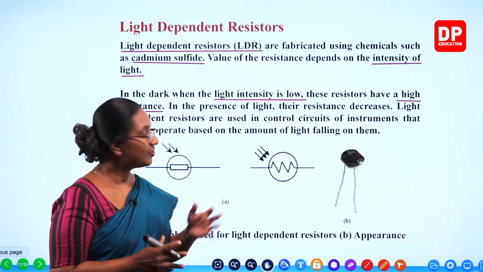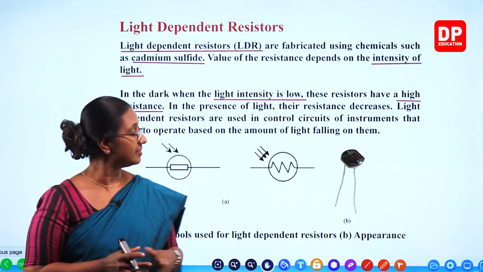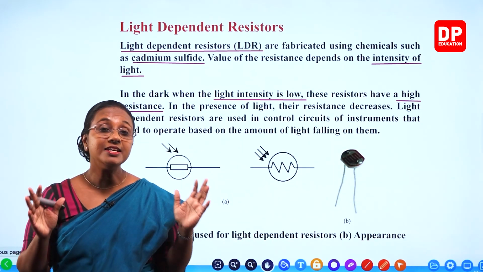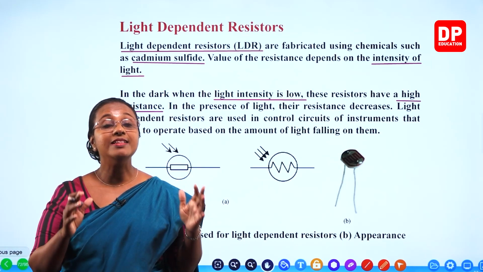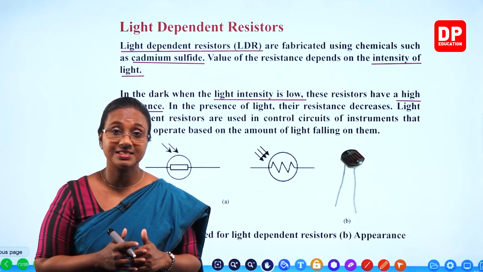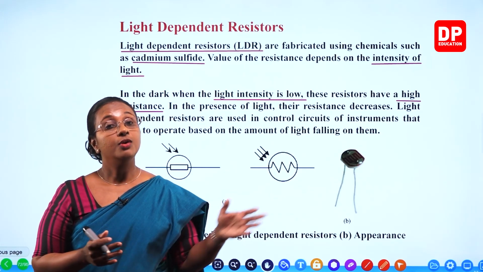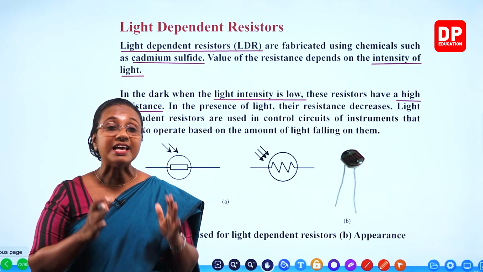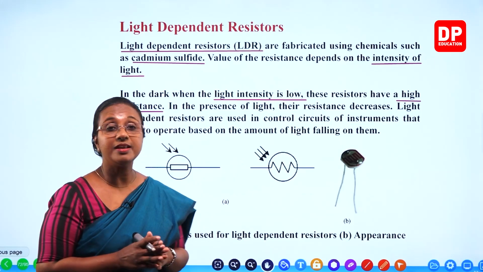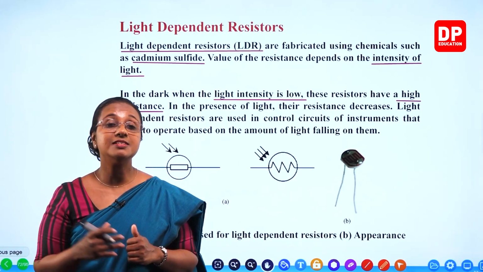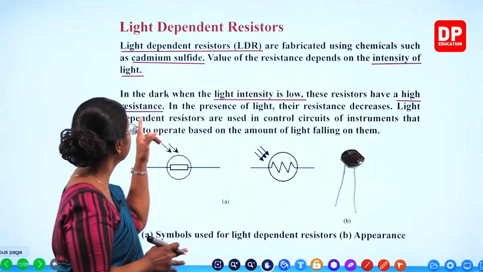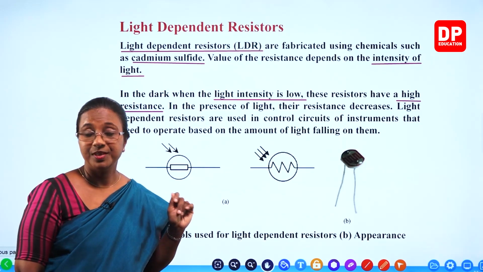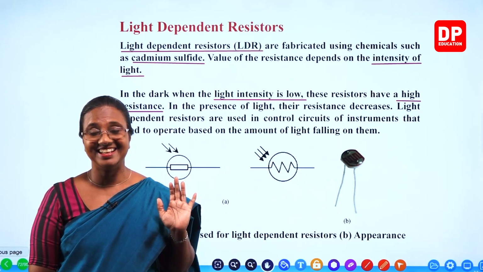Okay, students. So then you have seen the light-dependent resistors. You saw how the terminals were and this particular surface. And to emphasize the function again, when the light intensity is less, the resistance is high. When light falls on the resistor, the resistance decreases. So as the light intensity falling on the resistor increases, the resistance decreases. That is the function of a light dependent resistor or LDR. I'm sure you all can understand that clearly.